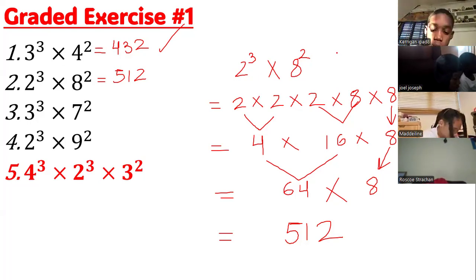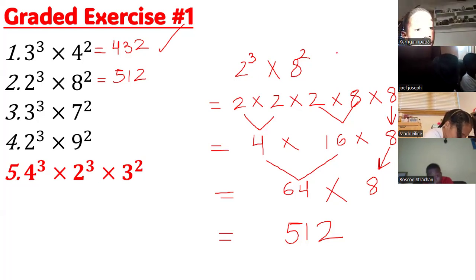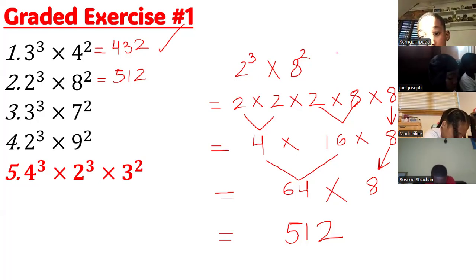Adaya, did you get any of these right? Not as yet. Since you already finished number 2, I already started number 3 because I didn't get to finish it. Okay. But do you understand how I'm getting my answer, Adaya? Yes, sir. Good. Legacy, what did you get for number 1 and 2? For 1, I got 432, and for 2, I got 512. Very good.